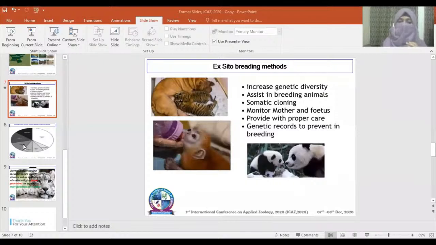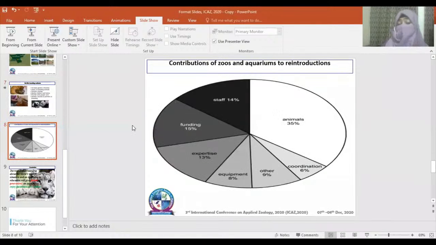And here is the second thing, that is the contribution of zoos and aquariums in the reintroduction of animals into their natural habitat. That is the effort taken at different levels by mankind and the animals as well. So there is a percentage of zoos and aquariums where animals are being reintroduced into their natural habitats. And there are many success stories regarding the reintroduction of animals in their natural habitats.